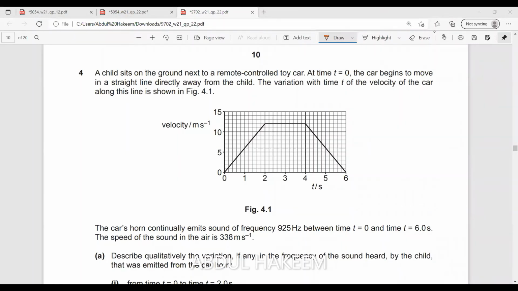Okay, next question. A child sits on the ground next to the remote control toy car. At time 0, the car begins to move in a straight line directly away from the child. So directly away from the child means the observed frequency formula is equal to f·v divided by v plus vs. This is the observed frequency when the source is moving away from the observer.